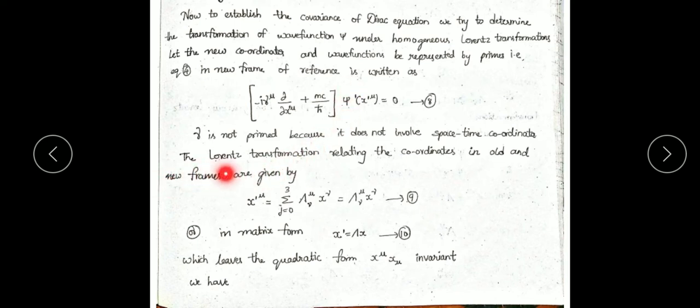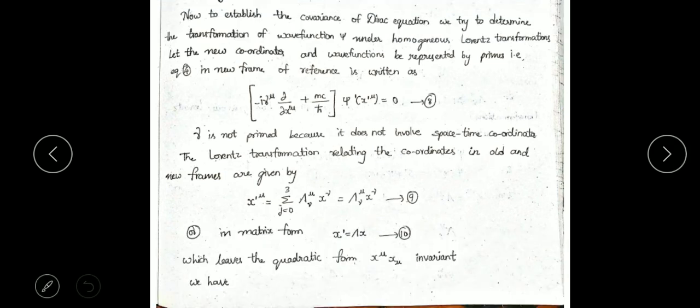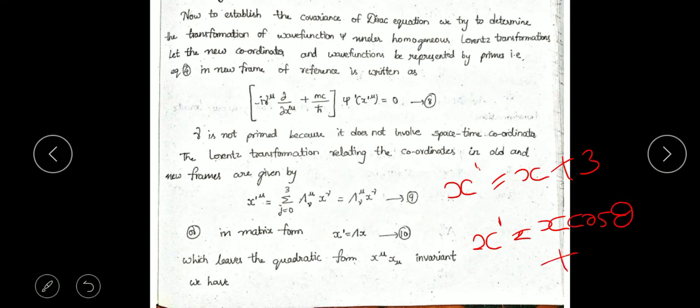And the next thing is the Lorentz transformation relating the coordinates in old and new frames. So now coming to the Lorentz transformations, which relate the coordinates in old and new frames. That means after transformation, the new coordinates could be expressed in some form of the old coordinates. Suppose x dash could be written as x plus a, or else x dash could be written as, for example, x cos theta plus y sin theta.